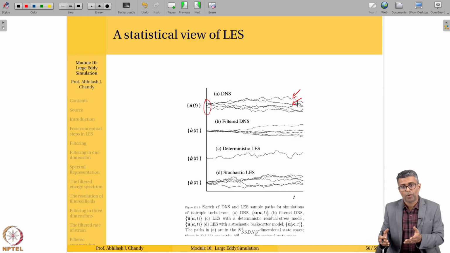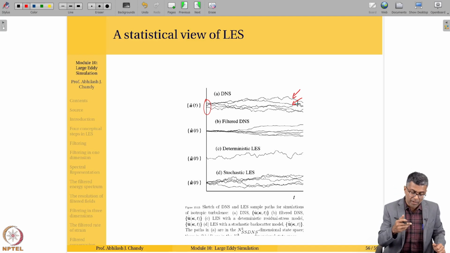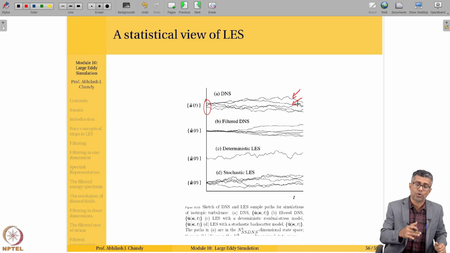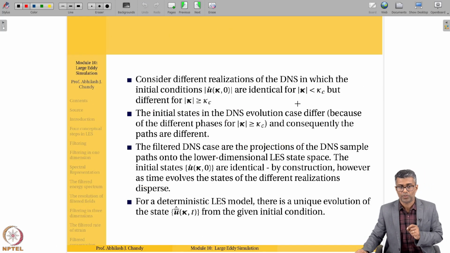Essentially, how many curves are there? About 5 curves. Essentially, you have done the same DNS 5 times. But each time you do it, the initial conditions have random Fourier phases. Because of that, you are getting different initial conditions, and you are also proceeding along multiple paths. That is what we are trying to say.